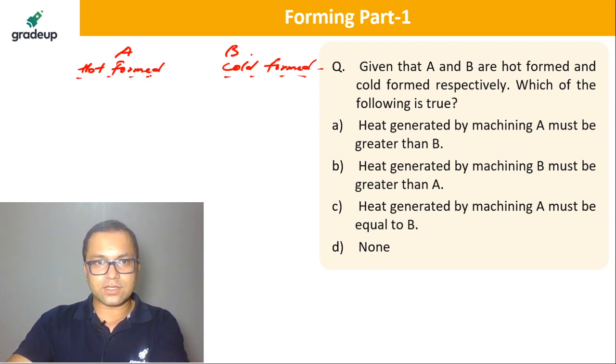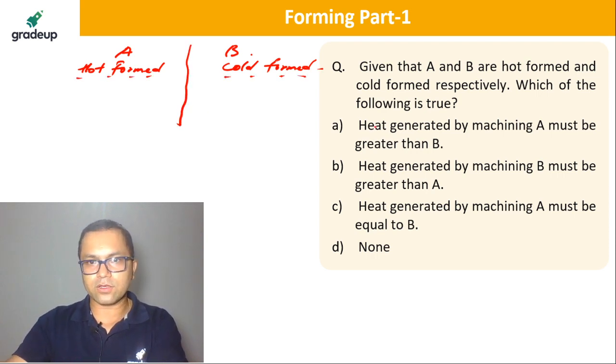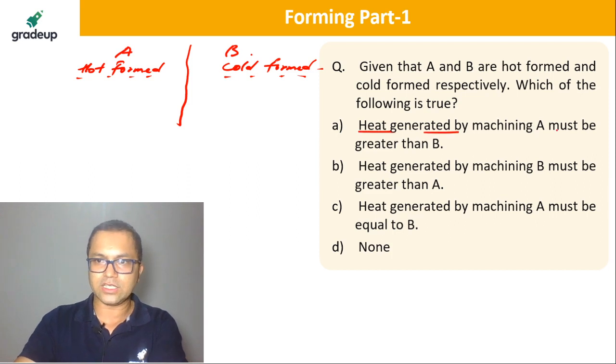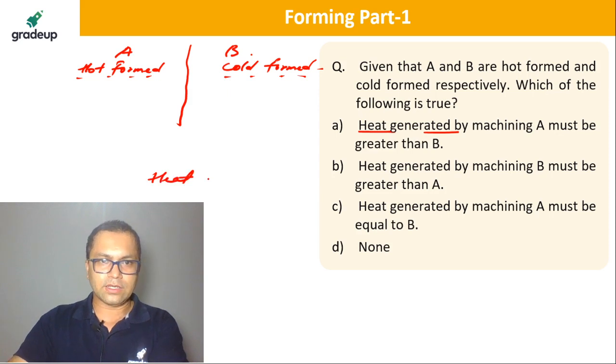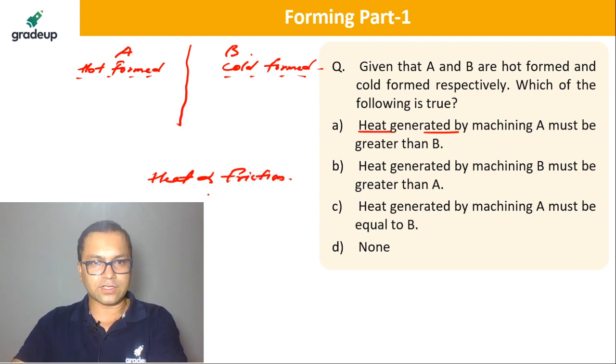Now, if you just remember this, we are talking about heat generated by machining A. Heat generated depends upon what? Heat generated depends upon friction. This is the hint to you. So heat is directly proportional to friction, and friction is directly proportional to what? Surface finish, right?